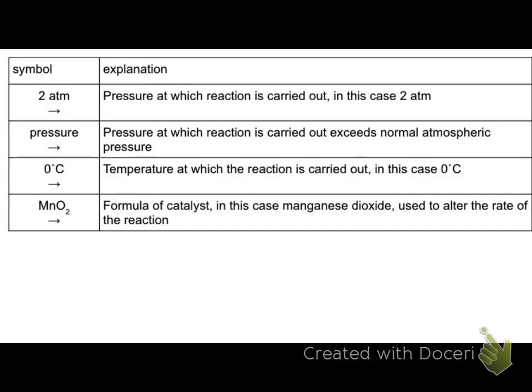Okay. If you just see the word pressure written above the arrow, what they're indicating to you is that the reaction requires more than normal atmospheric pressure to happen, but there's not a specific number that it needs to take place at. So pressure would just mean you're going to need to pressurize this higher than atmospheric pressure in order for it to happen, but there's not a specific pressure you need to put it at.